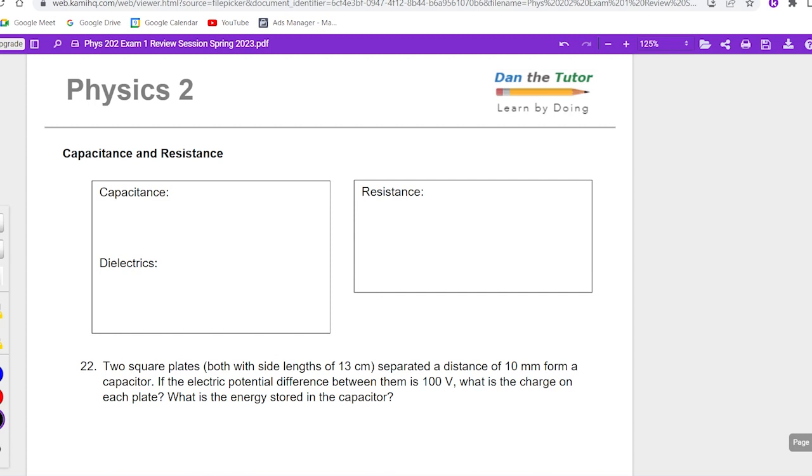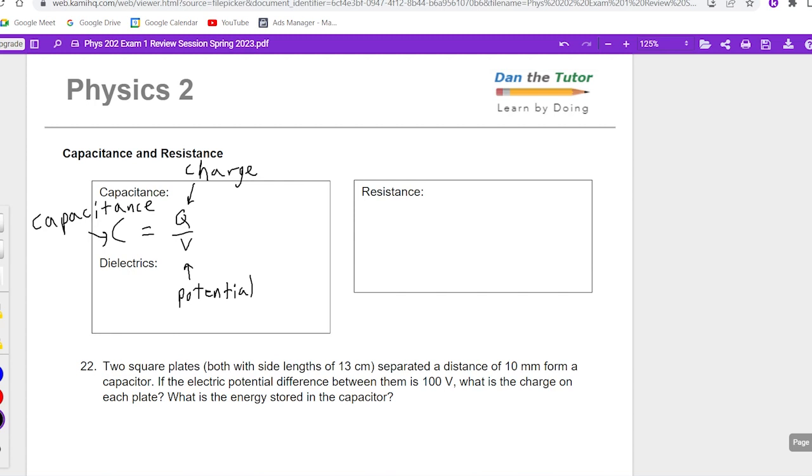So we have two equations for capacitance. The first equation is C equals Q over V, and what this means is your capacitance, which is C, is equal to Q, which is the amount of charge you have on your plates, divided by V, which is your potential. You can also say voltage. That's also the voltage. It's the same thing. Electric potential and voltage are the same thing.